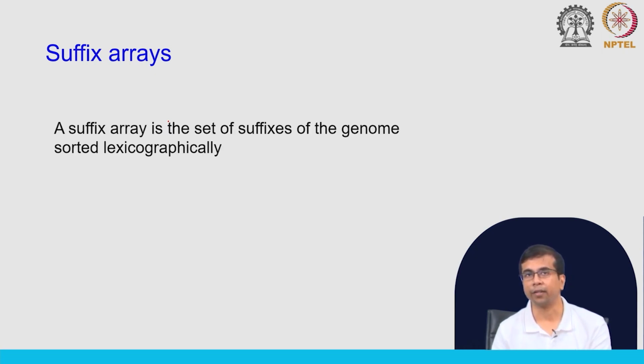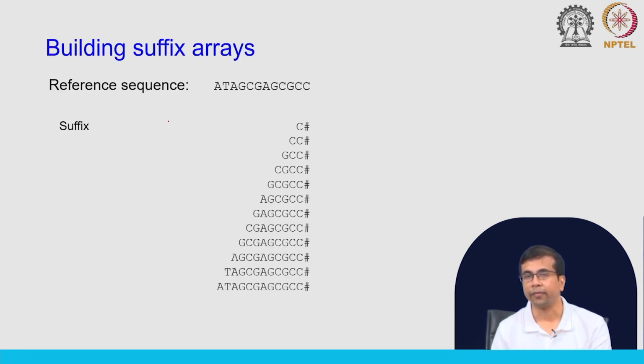This is again a set of suffixes of the genome that are sorted lexicographically. We will see again, take the examples, and we will see how we actually build these suffix arrays. So, here is a reference string again, and we have all possible suffixes of that reference string, and we are also again denoting the end of the string by this hash sign, and we have written down all the suffixes here.